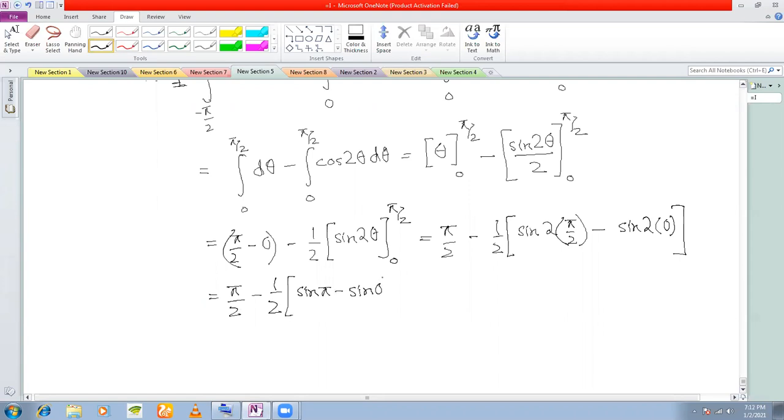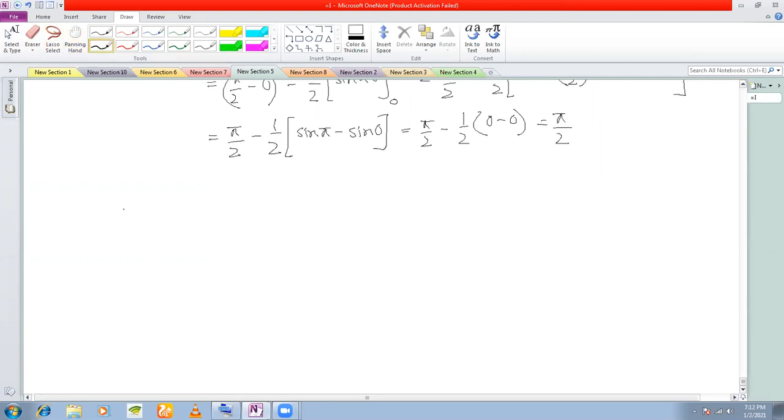And what is sine pi? If you remember trigonometric functions, I told you that if sine theta is equal to 0, then theta is equal to n pi. So any multiple of pi associated with a sine function, the value is 0. Sine pi is 0, sine 2 pi is 0, sine 3 pi is 0, sine minus pi is 0, sine minus 2 pi is 0. So this will become pi by 2 minus half of (0 minus 0), which is simply pi by 2. That is your answer. Let's see the next problem.